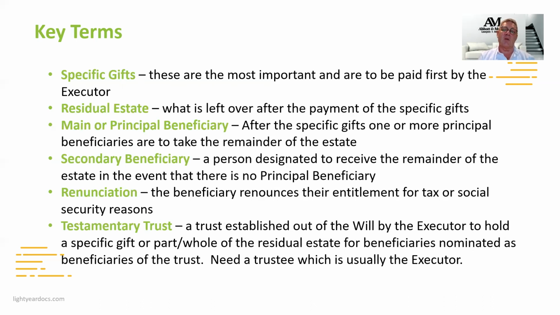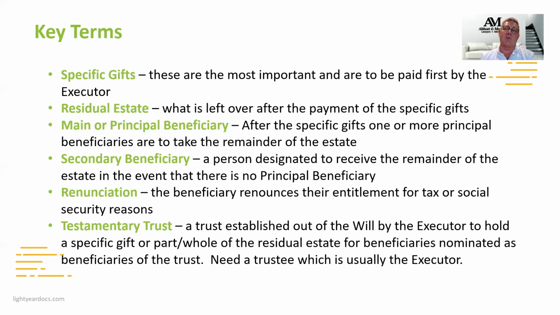Residual estate, we talked about: whatever's left over goes to the residual estate, and then we have the main beneficiary. So there are two ways of doing it, as you'll see when we go through. I just wanted to give you a heads up. The first one is the principal beneficiary. Typically, you'll see with wills that if John dies, Sally is to get 100% of my benefits. The problem with that is it usually stops there, but the question is, well, what happens if Sally's not alive?